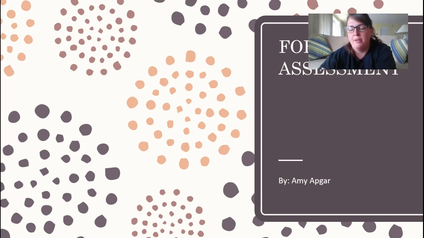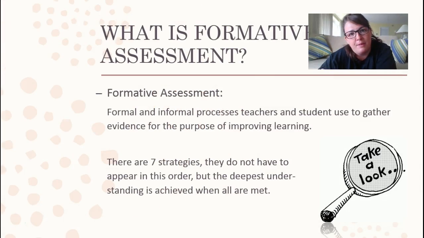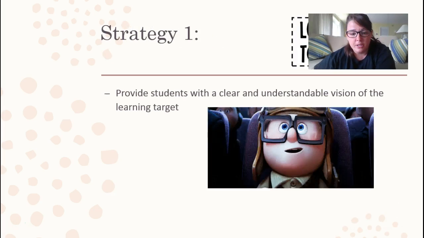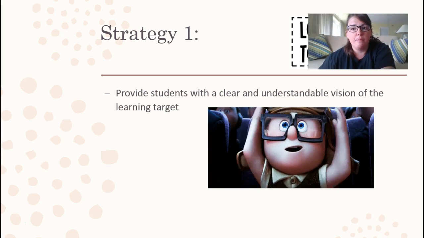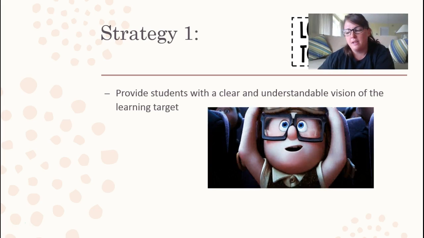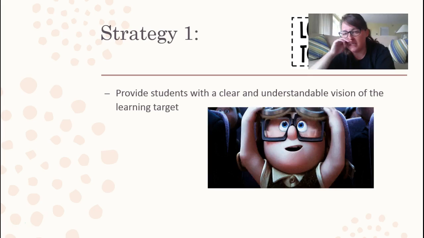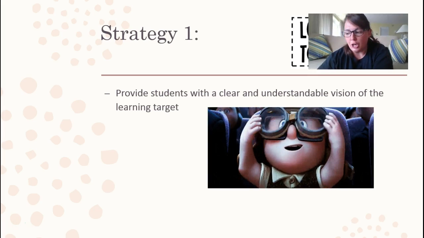I'm going to tell you about the 7 strategies of formative assessment. What is formative assessment? Formative assessment is the formal and informal processes that teachers and students use to gather evidence for the purpose of improving learning. There are 7 strategies. They do not have to appear in order, but the deepest understanding is achieved when all are met. Strategy number 1, provide students with a clear and understandable vision of their learning targets.